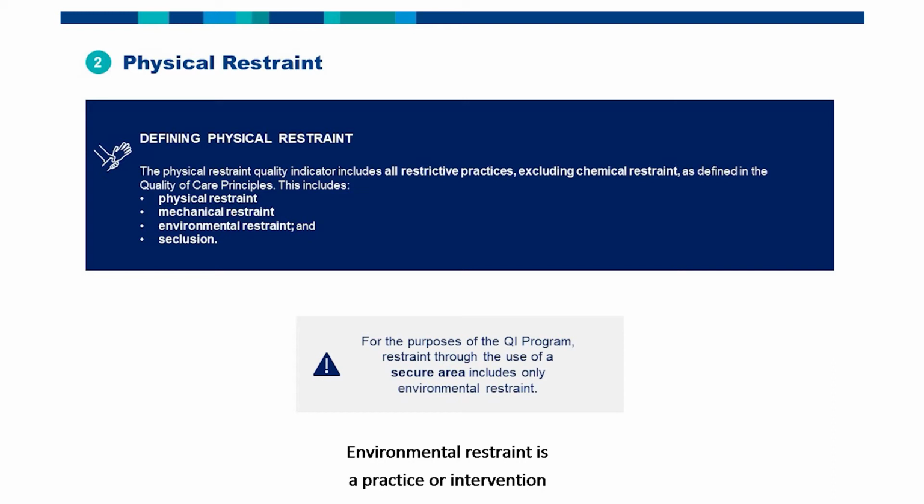Environmental restraint is a practice or intervention that restricts or that involves restricting a care recipient's free access to all parts of the care recipient's environment, including items and activities, for the primary purpose of influencing the care recipient's behaviour.